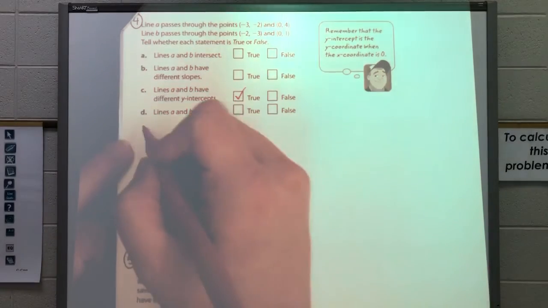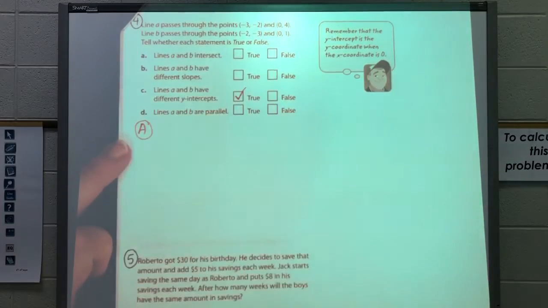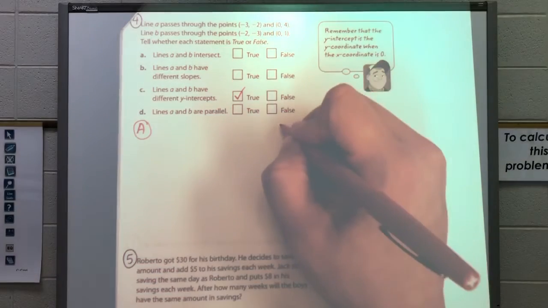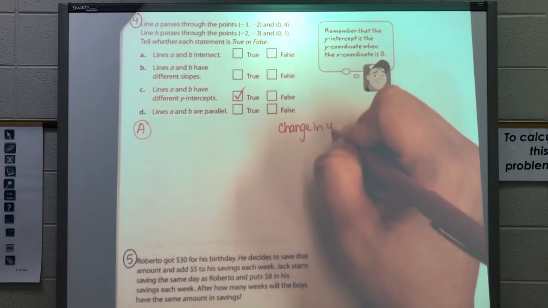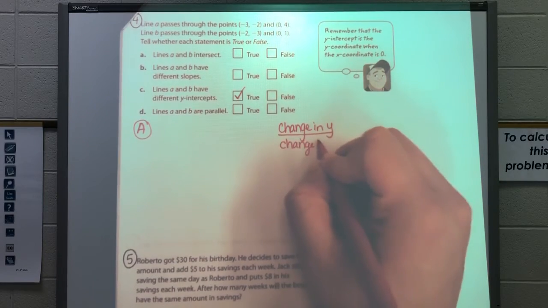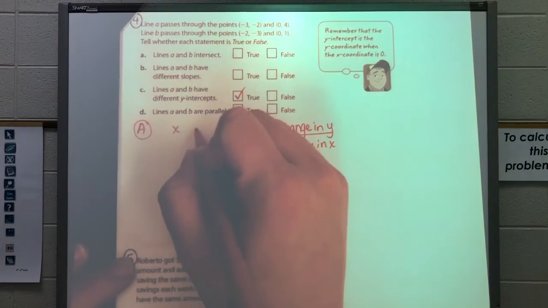So I'm going to do line A on this side. How do you find the slope of two coordinates? Well, you have to find the change in y divided by your change in x. Now, my students like to set it up as a table. First coordinate first, second coordinate second. And I like to do that as well. So x comma y.